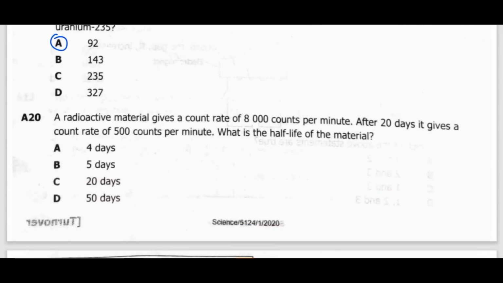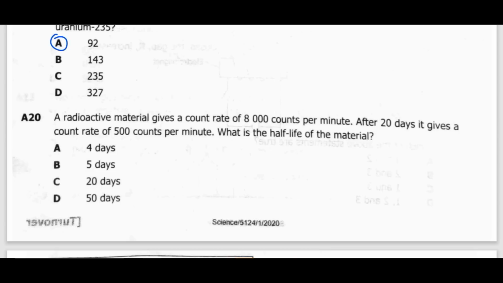Let's move to question 20. A radioactive material gave a count rate of 8,000 counts per minute. After 20 days, it gives a count rate of 500 counts per minute. What is the half-life of the material? So we want to find the half-life of the material which has been given here.